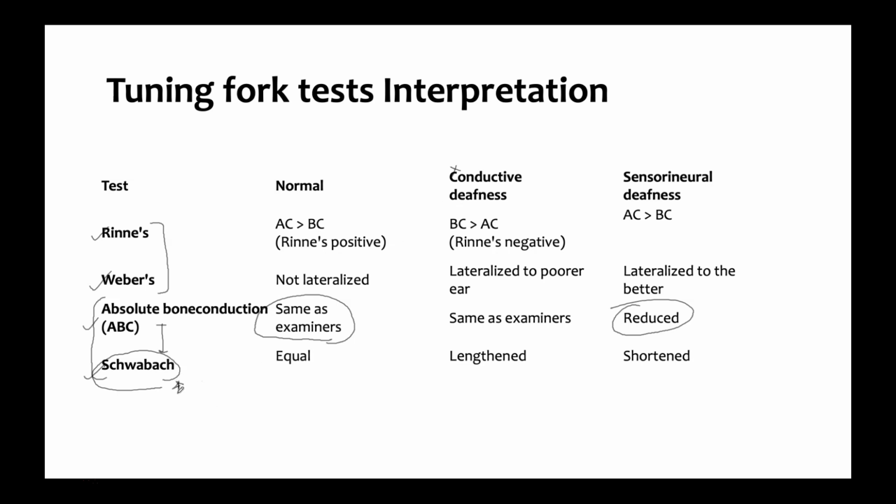What happens in the Schwabach test? In the Schwabach test also, we are calculating the length of time of hearing. It will be equal in a normal ear. It is shortened or reduced in sensory neural deafness. It is lengthened in conductive deafness because here we won't be occluding the ear. We are allowing sounds from the environment, that is, there is no masking in this case. So that's the reason the sounds can be lengthened in conductive deafness.